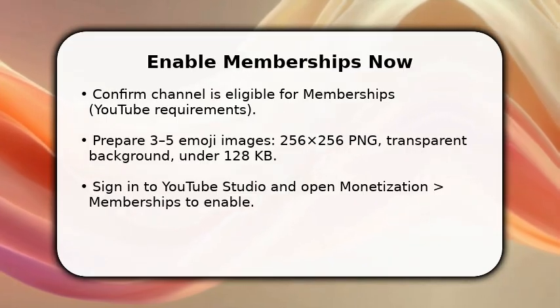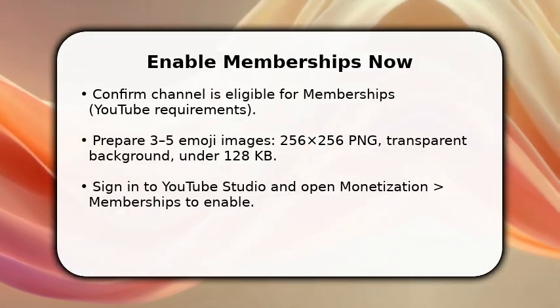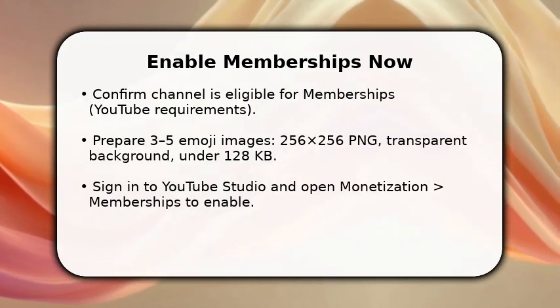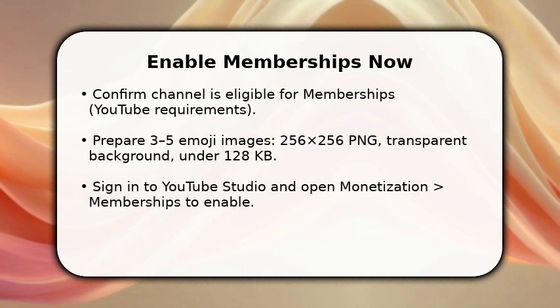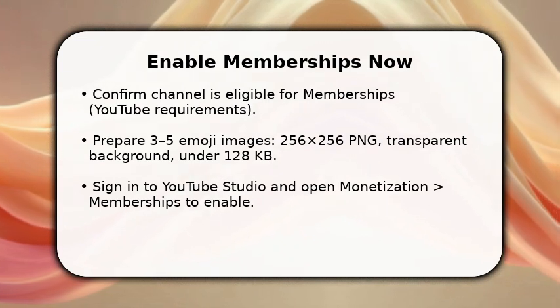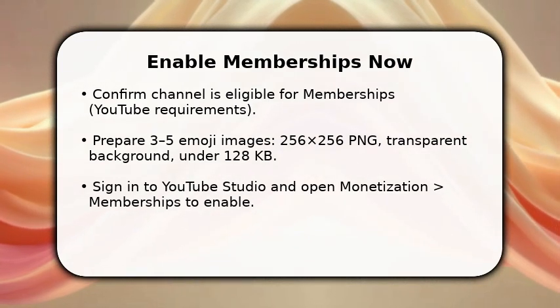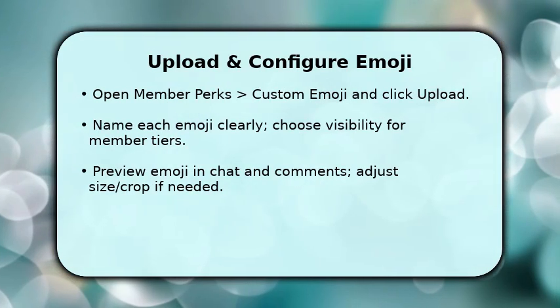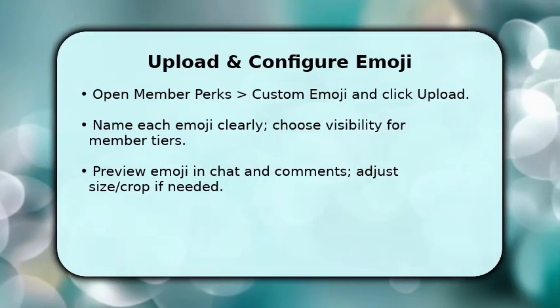they upload cleanly. Next, open YouTube Studio, go to Monetization, select Memberships, and choose the option to manage loyalty or member perks. This first action unlocks the emoji interface, so you can begin adding custom graphics that members will use. Once done enabling, go to Member Perks and open Custom Emoji.